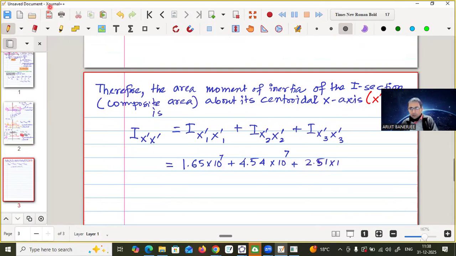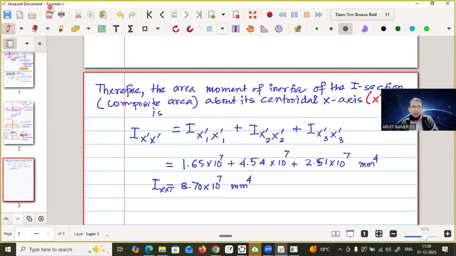2.51 into 10 to the power 7 millimeter to the power 4. So what is that? 8.7, 8.7 into 10 to the power 7 millimeter to the power 4. So that is your answer.